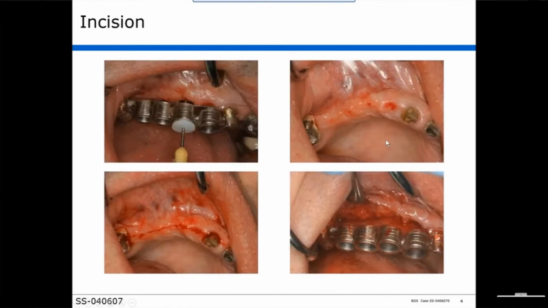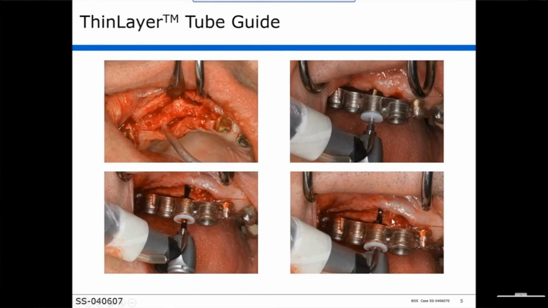When I raise flaps, I often like to make bleeding points with an endo file. I'm trying to retain attached gingiva, so the bleeding points serve as guidelines for my incision. So I'll make my incisions right through the bleeding points because I know those are the center lines of my implants. So I make my incision. Here you can see our tube guide in place, and you can very easily raise a flap with our tube guide. We do not have a flange covering the site. So we can do flapless surgery, or you can elevate a flap.